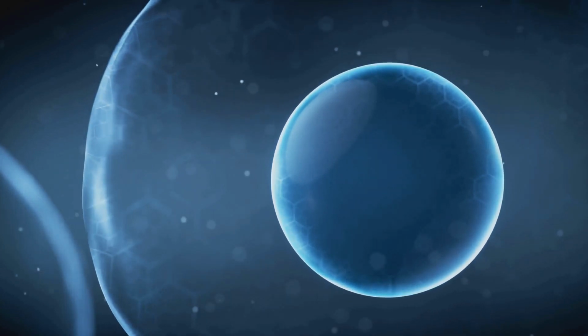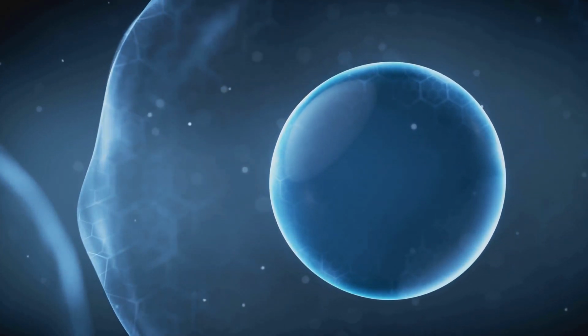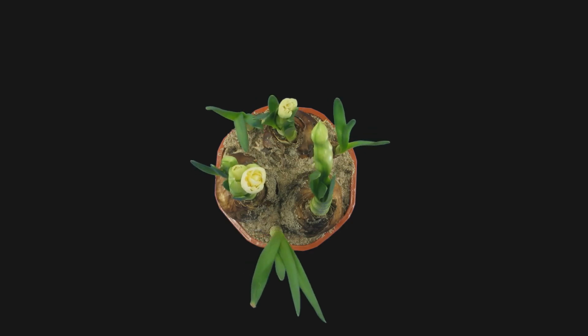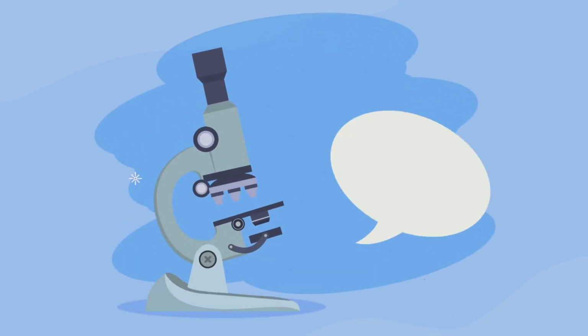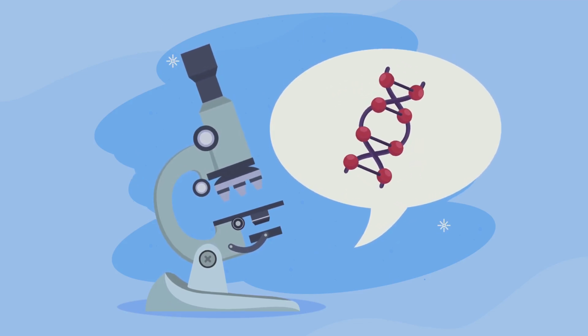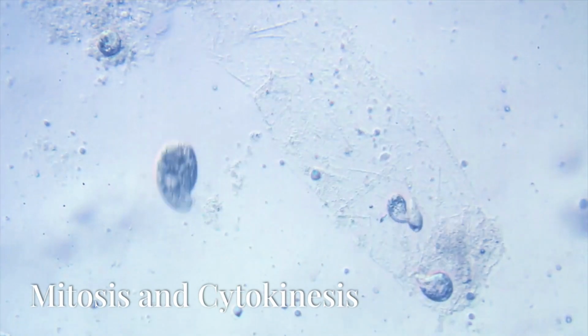After DNA replication, the cell enters the G2 phase, or Gap 2. During this stage, the cell continues to grow and makes final preparations for division. It checks the replicated DNA for errors, ensuring that the genetic material is intact and ready to be distributed to the daughter cells.